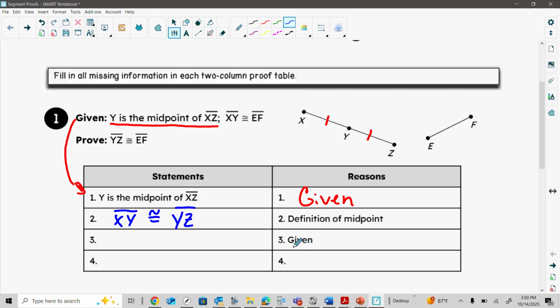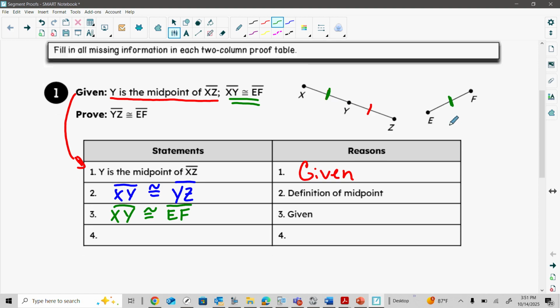And then if I look, I have a second given statement. There's a semicolon, and here's the second given statement. We write segment XY is congruent to EF. Well, my XY already has one singular tick mark, so I need to put a singular tick mark on EF.